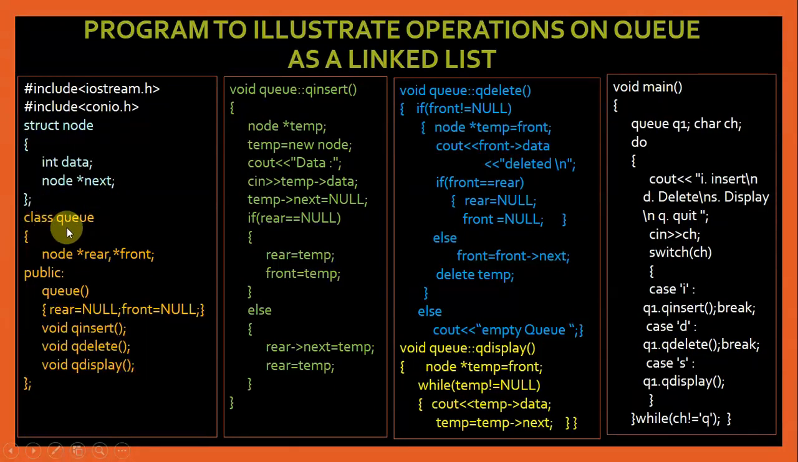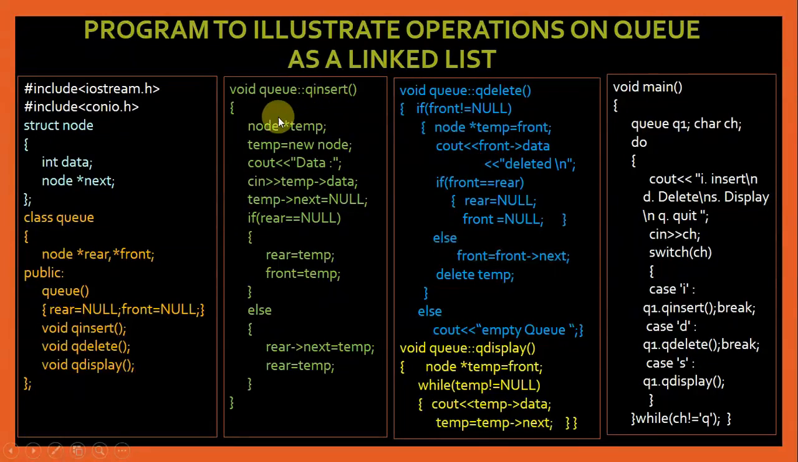Now we are creating a class queue in which I am declaring two pointers, rear and front, of type node itself. Because they are going to store an address of node data type, that is why their type is node. In the public section, we are creating a constructor queue in which both rear and front are initialized to null. And then there are three functions: insert, queue delete, and queue display to perform insertion, deletion, and display operation on the queue. Now let us see all the functions.